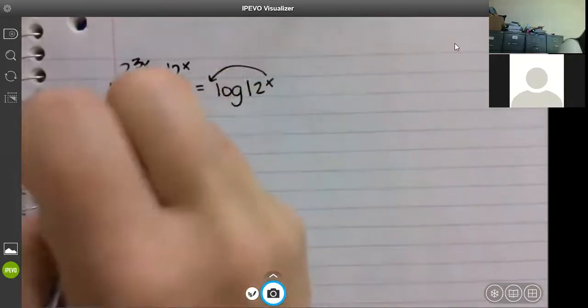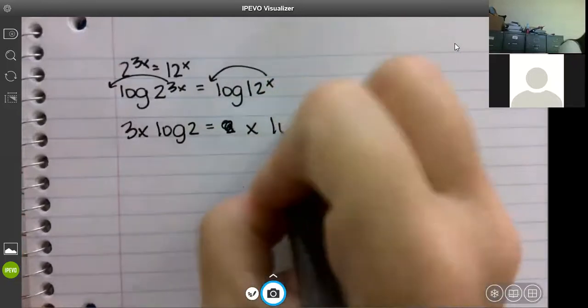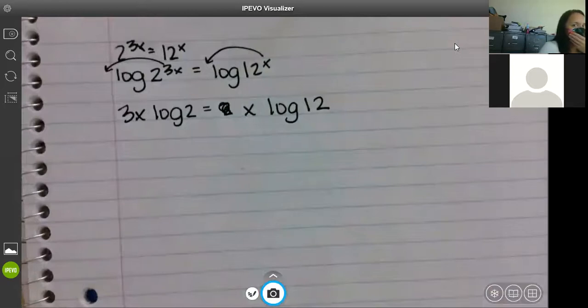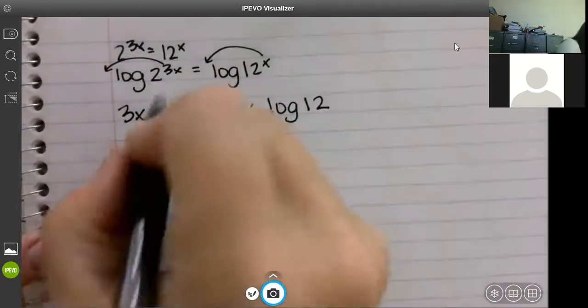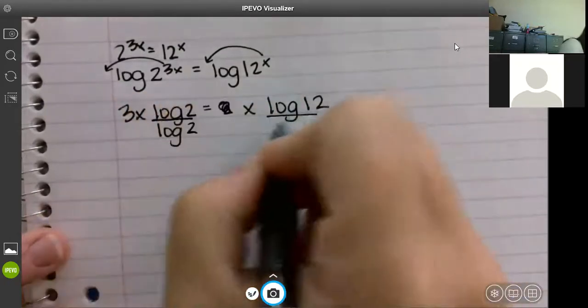So we're going to have 3x log 2 equals x log 12. Okay. I need the logs on the same side. Same steps every single time, okay? So log both sides, move the powers. Then to get them on the other side, we're dividing.